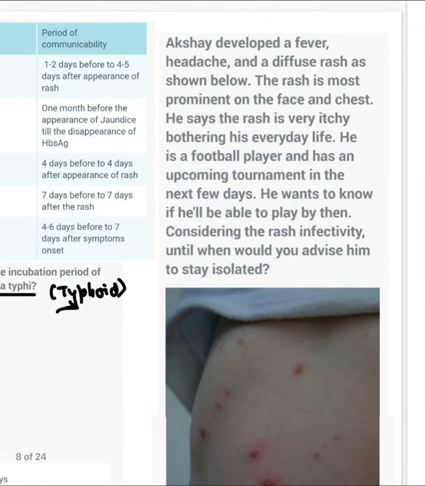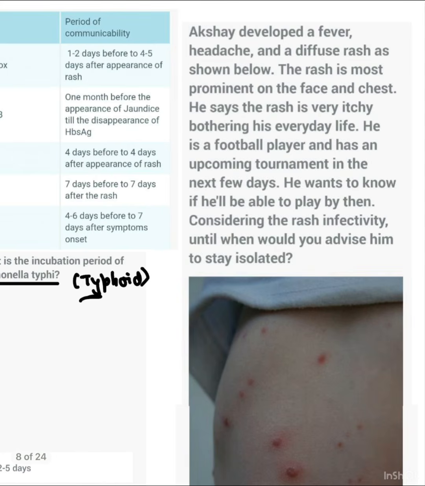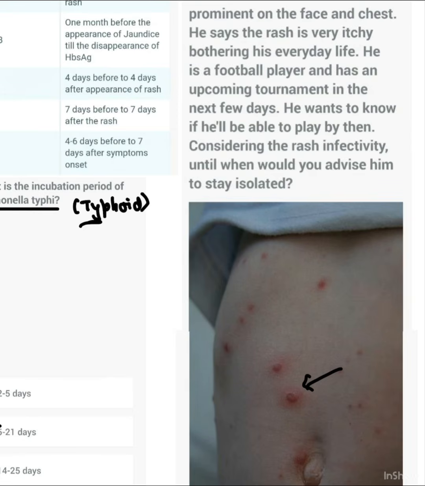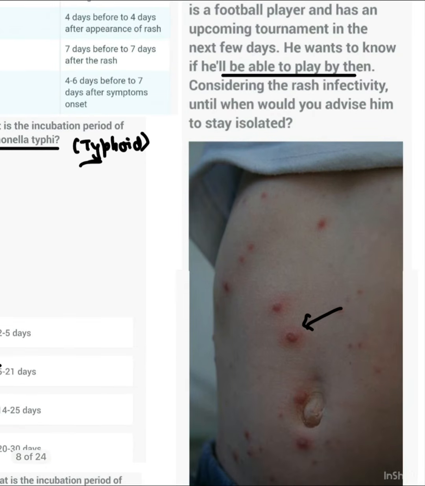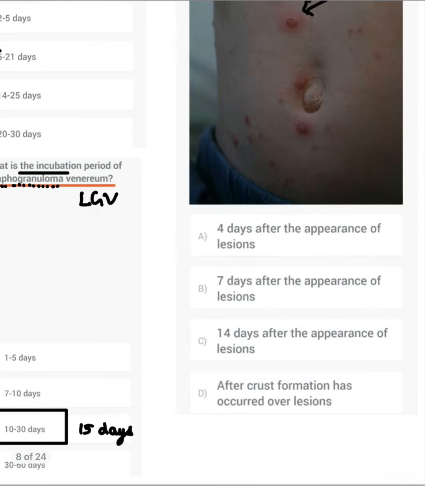Now see how application based questions come. Akshay develops fever, headache, and a diffuse rash as seen here. This is the typical appearance of the rash. The rash is most prominent on the face and chest, and is very itchy. He's a football player and has an upcoming tournament in the next few days. He wants to know whether he can play by then. Considering the rash is infective, how will you advise him to isolate?